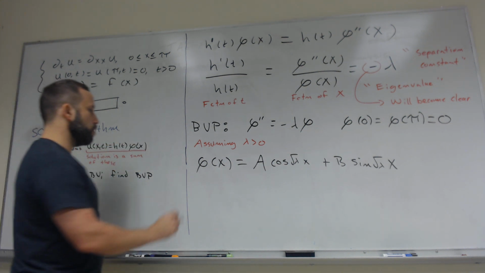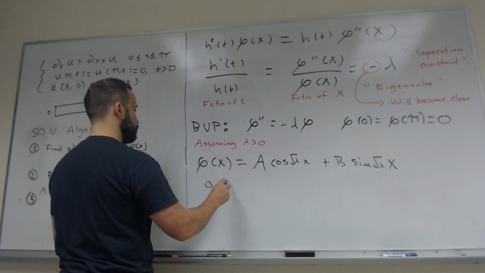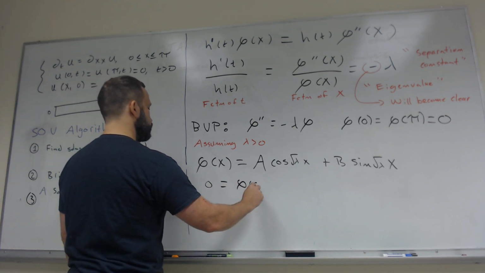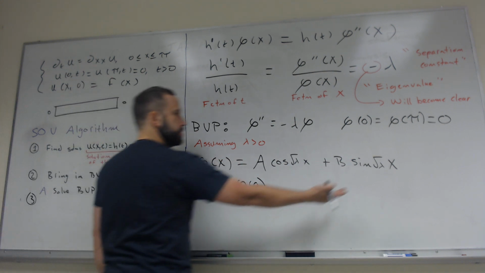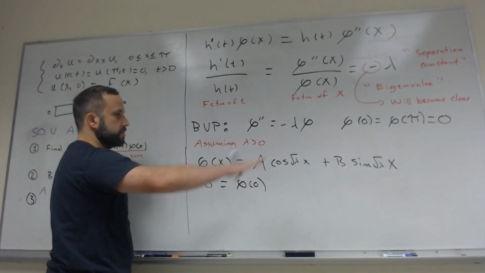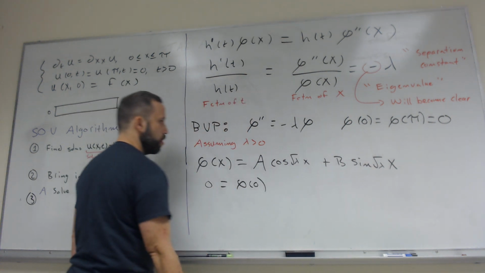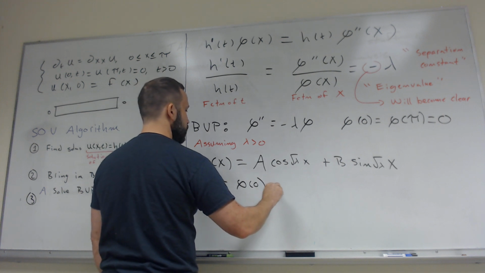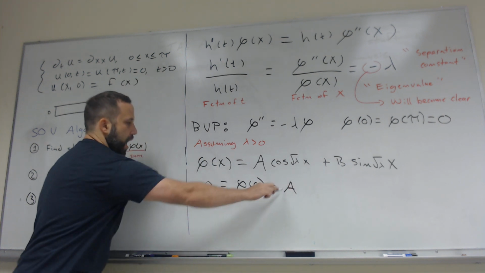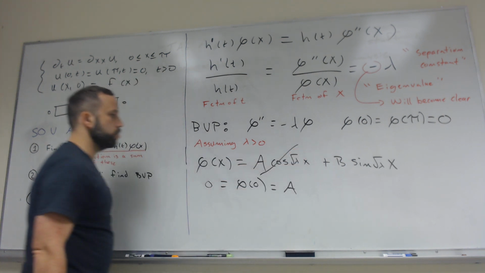If I plug in 0, I'm going to have 0 is equal to phi of 0. What do I have on the right-hand side? Well, if I plug in 0 to the sine, I get 0, so that term is 0 when x is equal to 0. Over here, if I plug in x equals 0, that's 1, so I'm just left with a. Okay, so a is equal to 0, so that term goes away.